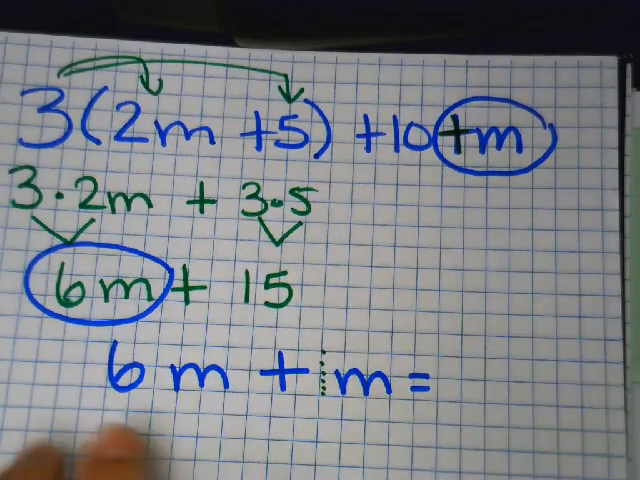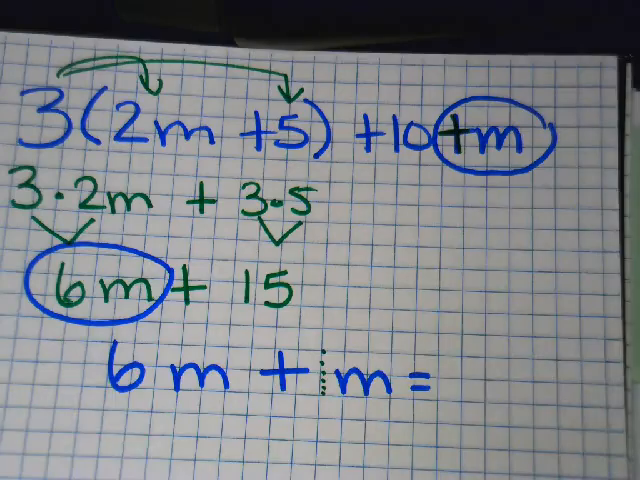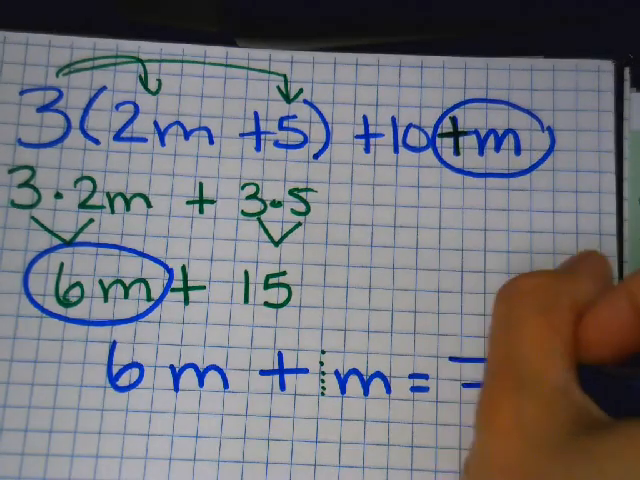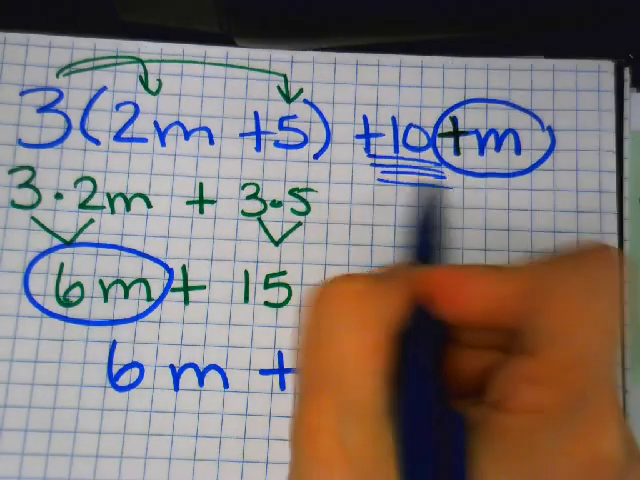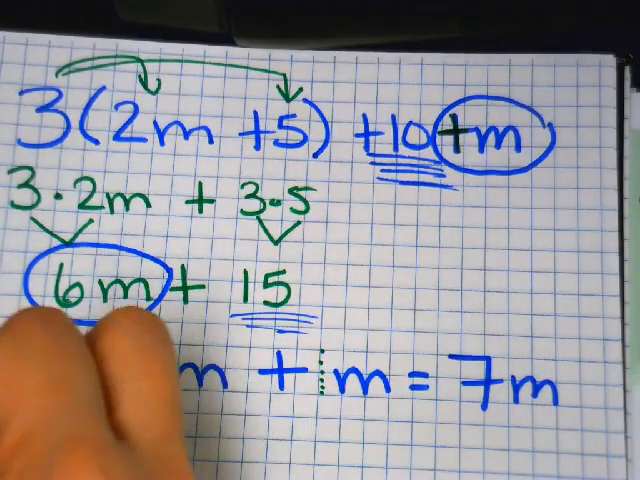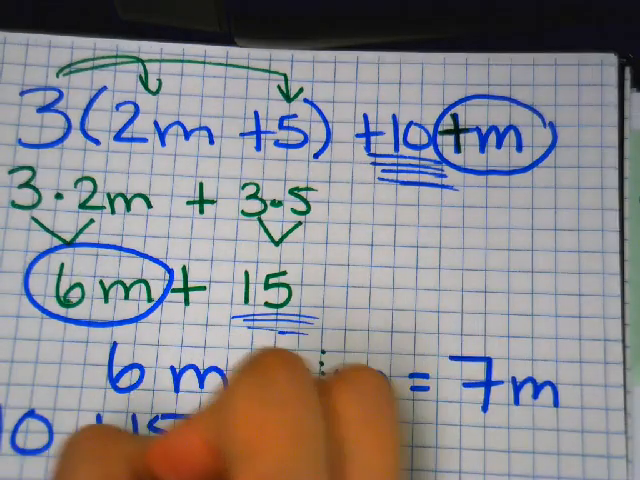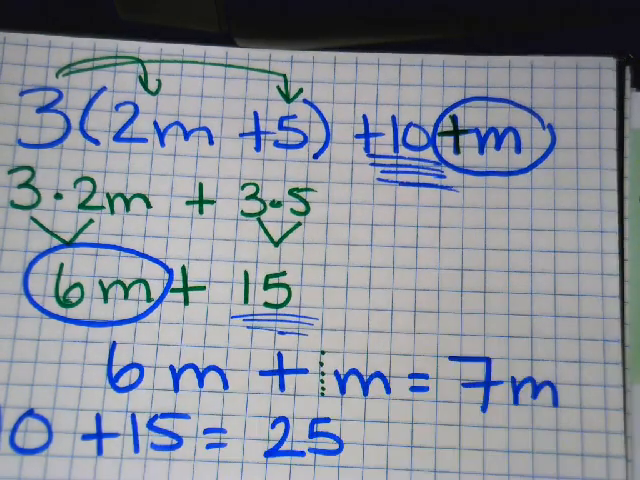So what is 6m plus 1m? 7m. Then I'm going to put the 10 and the 15 together. 10 plus 15 is 25. What's my final answer?